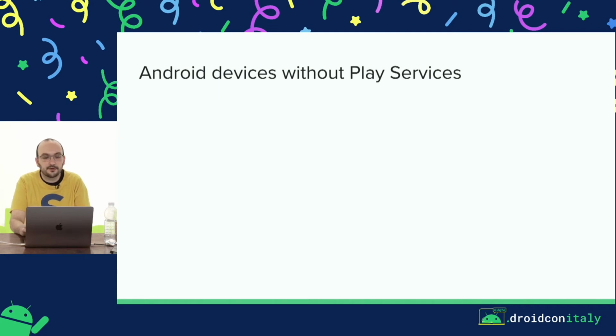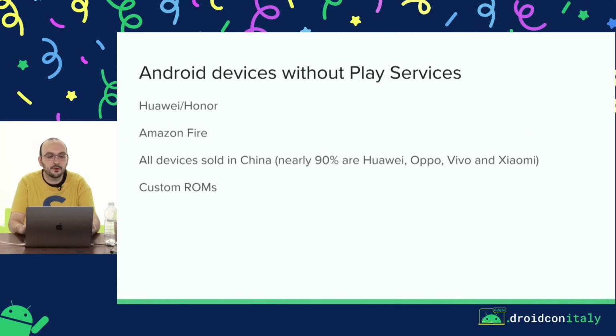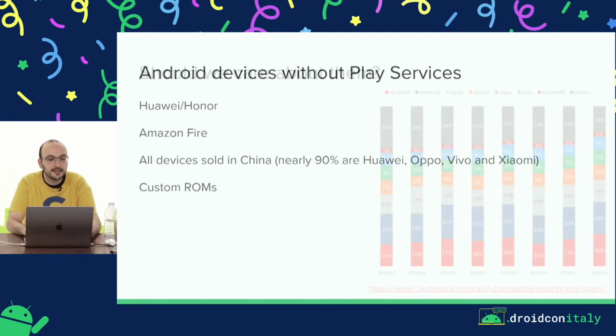But as I said before, Android exists also without Google Play Services. In particular, we have the new Huawei and Honor devices, but we also have, for example, the Amazon Fire collection of devices. All the devices sold in China don't have Google Play Services, and then there is the entire world of custom ROMs that don't have Google Play Services. Of course, this list is only partial.